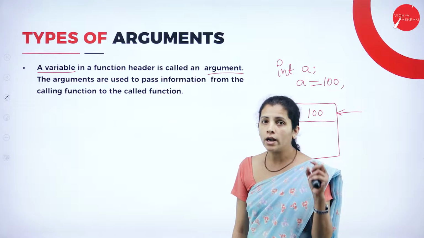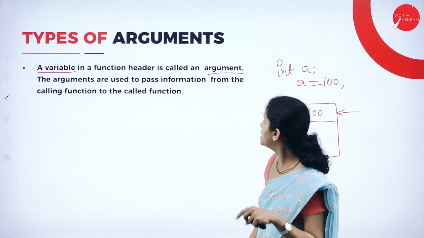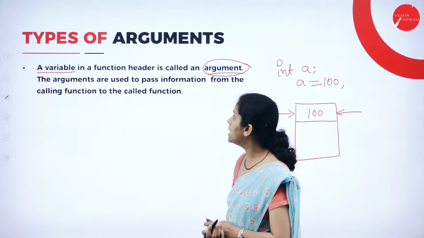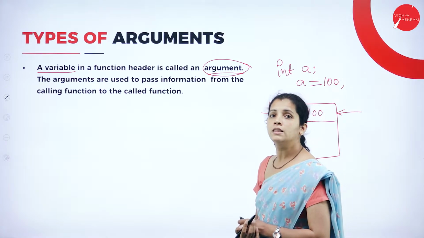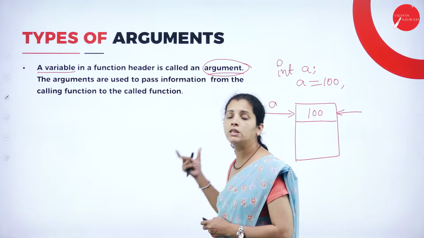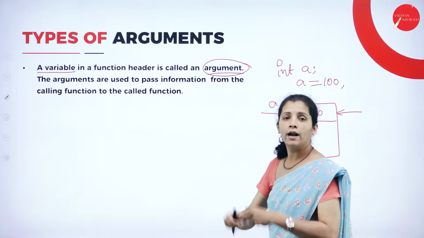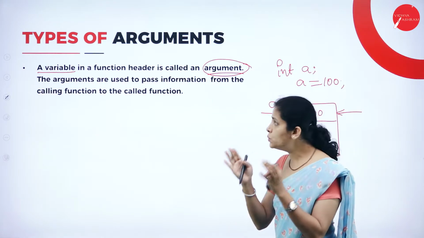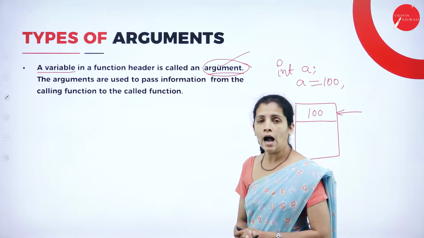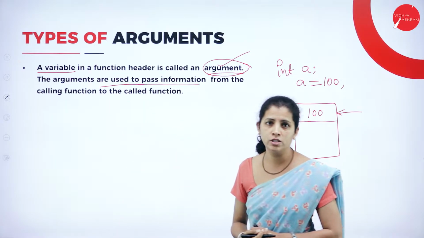That means whatever variables I'm going to use in my function header are called arguments. Before that, tell me what is function header. That is nothing but return type along with the function name, along with the parameters, together called function header. And the variables I'm going to use in my function header are known as arguments. And the arguments are used to pass the information.